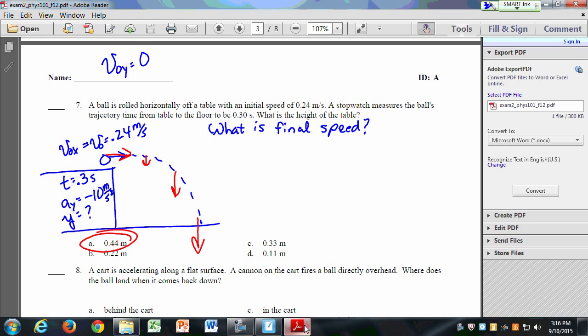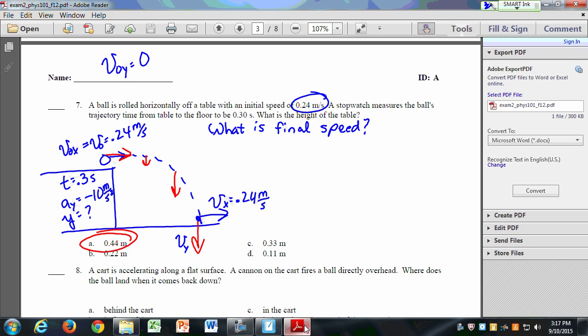All right, so I know that down here at the bottom I have a velocity in the y direction, and I also have a velocity in the x direction. Now the velocity in the x direction is easy. That's 0.24 meters per second because that's what it was initially, and I know that it doesn't change. You with me on this? So now I need to find the velocity in the y direction, and then I'll combine those two vectors.